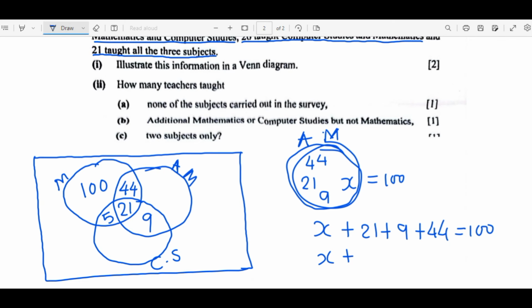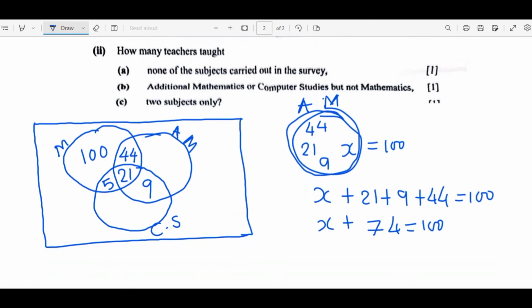So 21 plus 9 is 30. 30 plus 44 will give us 74 is equal to 100. So if we shift this number to the right side, x is equal to 100 minus 74, giving us 26. So this is the number.